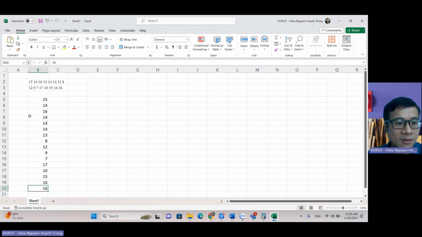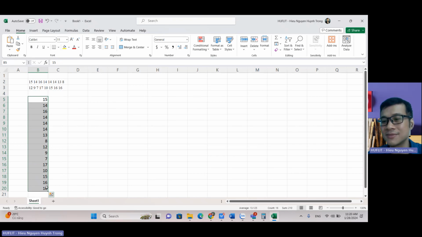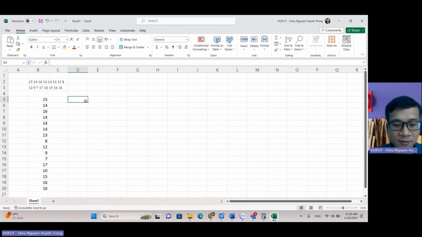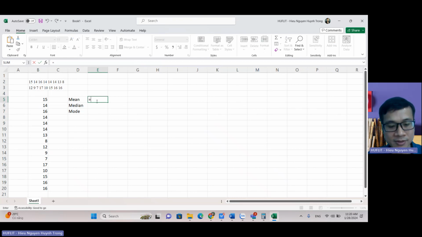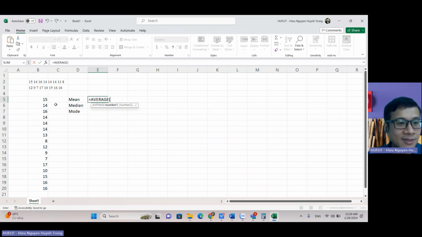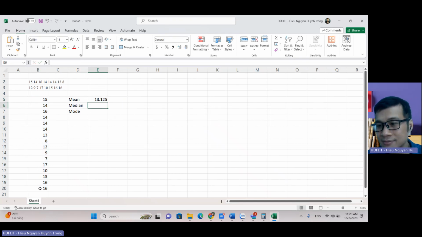Now we will scan this data set. What do they ask? Mean, median, mode. Let's start with the first basic three: mean, median, and mode. For the mean, you can apply the average formula. You type the average formula into Excel, then you scan the whole data set, close it, and there you have it.